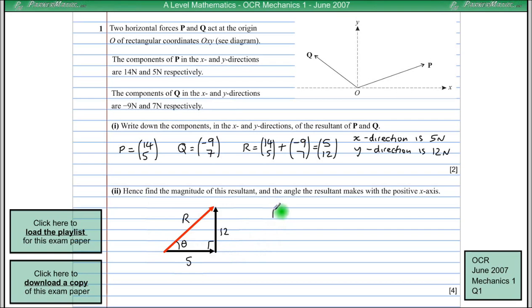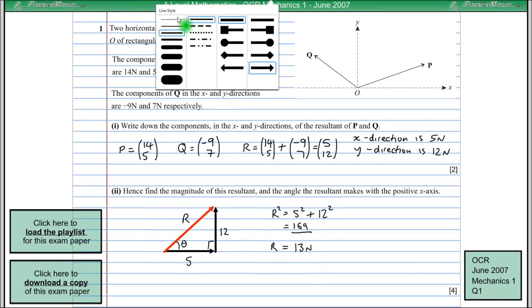And we can say that r squared equals 5 squared plus 12 squared, just using Pythagoras there, which gives us 169. And so r is going to be square root of 169, and it's going to be 13 newtons. So that's the magnitude of the resultant.